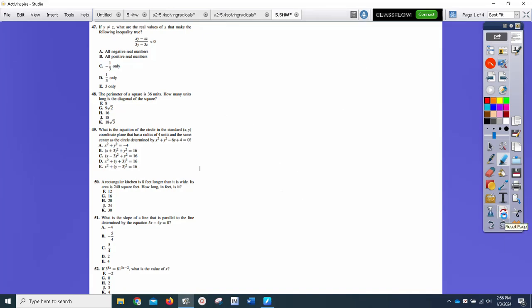The rectangular kitchen is 8 feet longer than it is wide. Its area is 240 square feet. How long in feet is it? When I taught geometry, if a kid wouldn't draw, a kid wouldn't pass. Now, it has some width W, and its length is going to be W plus 8, because it says 8 feet longer than it is wide.